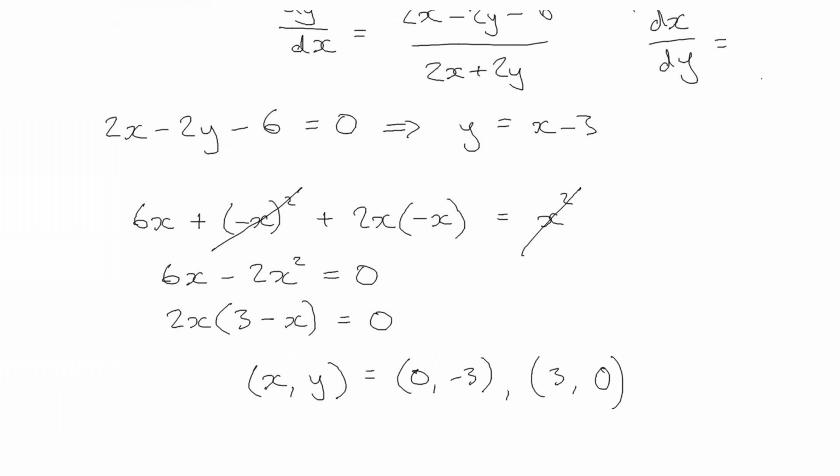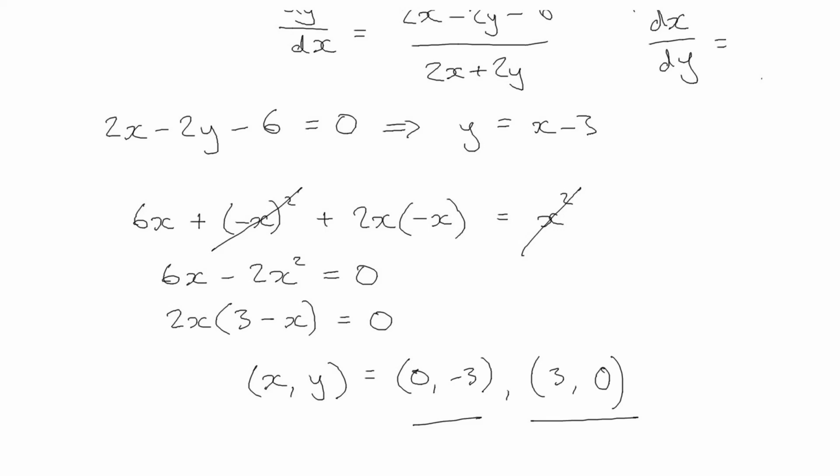But that's where you get, is it? Yeah. So these are the 2 points with a vertical gradient. Yes, 3 and 0 are the x points. Yeah, and then you put it back in and you can get the y values. Cool. What is the gradient at those 2 points, by the way?